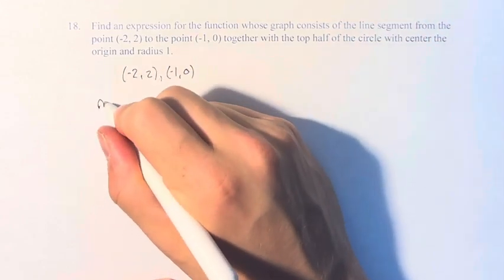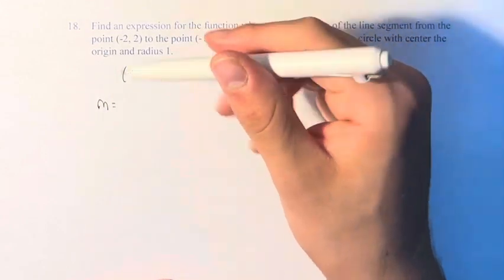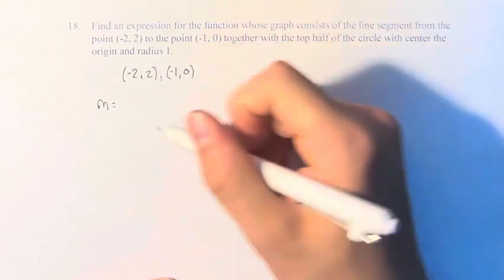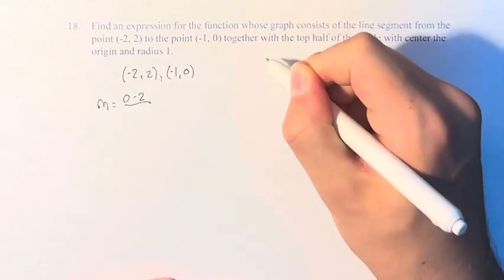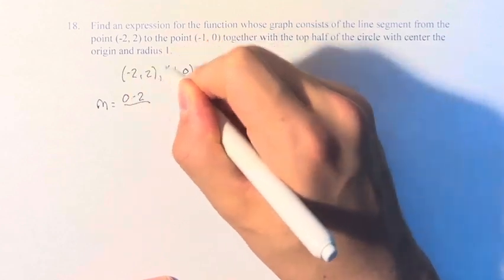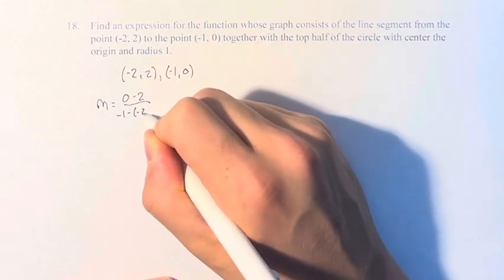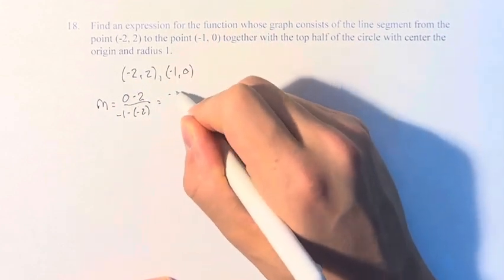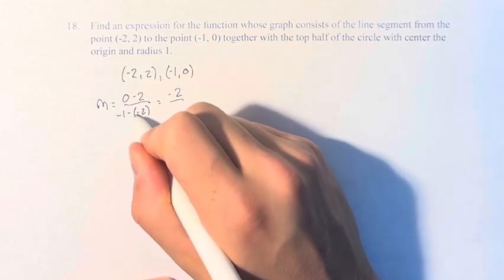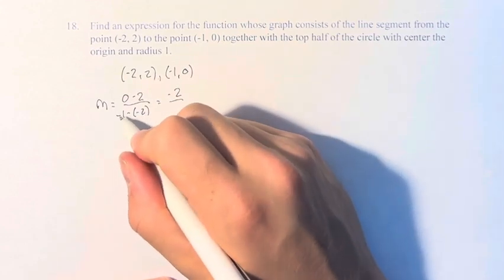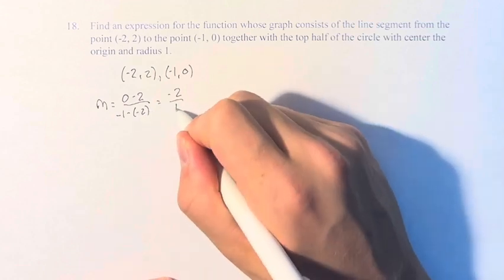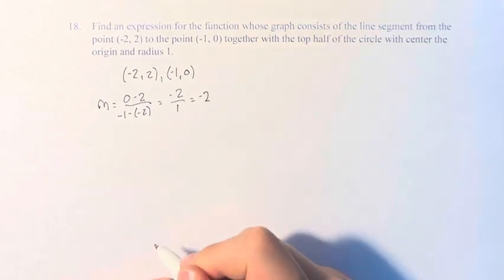So the slope is equal to the change in y, so 0 minus 2, divided by the change in x, -1 minus -2. 0 minus 2 is -2. -1 minus -2 is -1 plus 2, which is 1. So the slope is equal to -2.